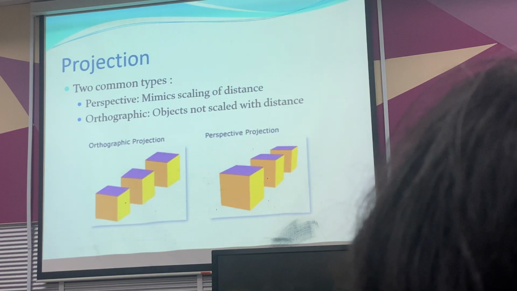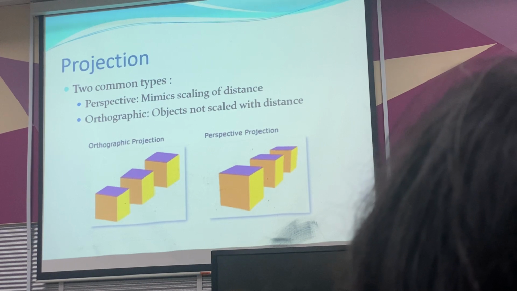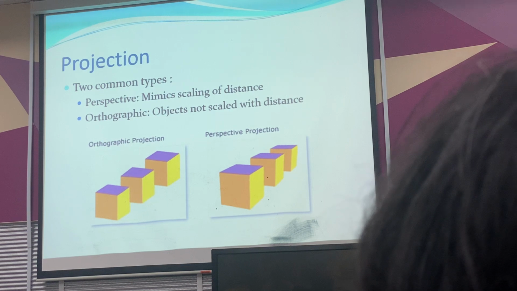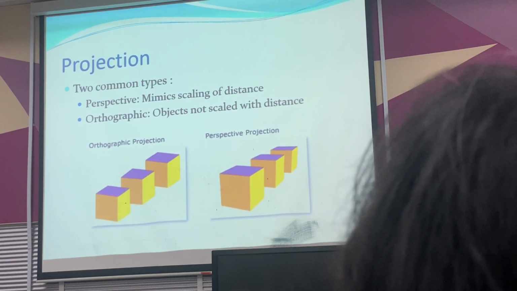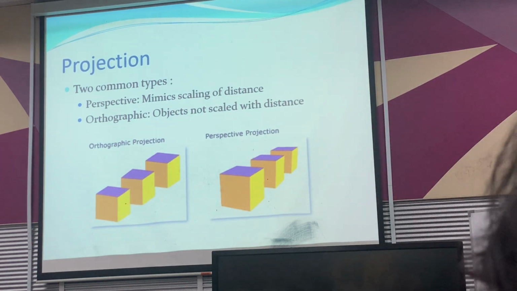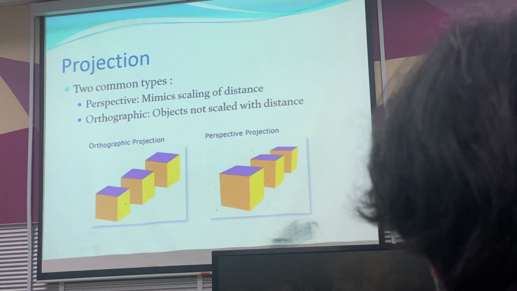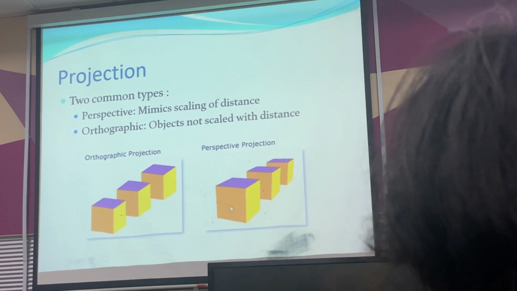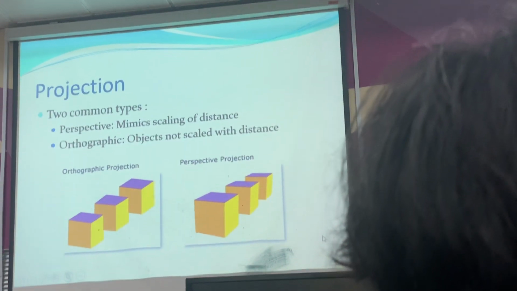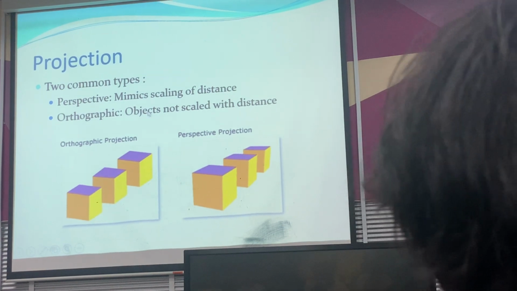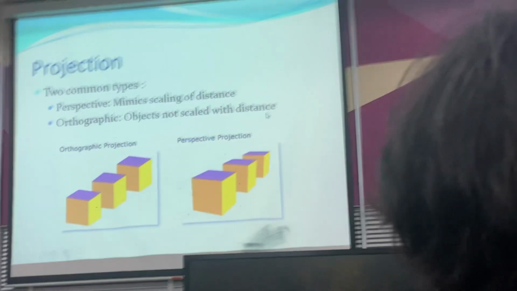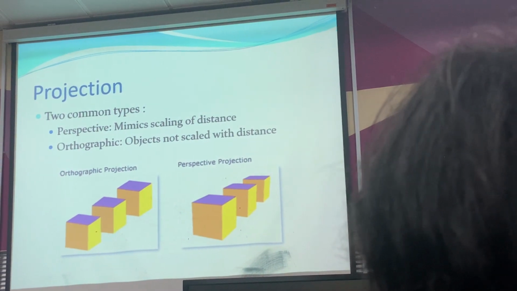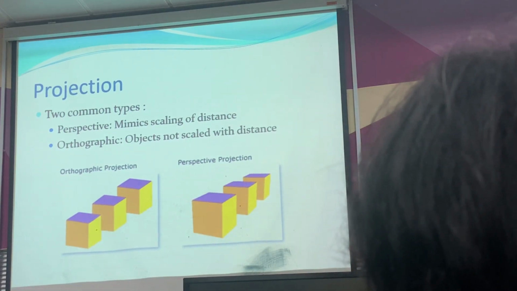So we look at these 2 types of projections, perspective and orthographic. The big difference is that with perspective, you can see the size of objects change with distance. Objects that are far away will look smaller, and objects that are close to you will look bigger. For orthographic, objects will not scale with distance. Even though they are close to you or far from you, they will look the same size. That's orthographic.